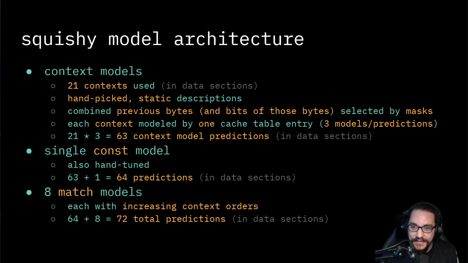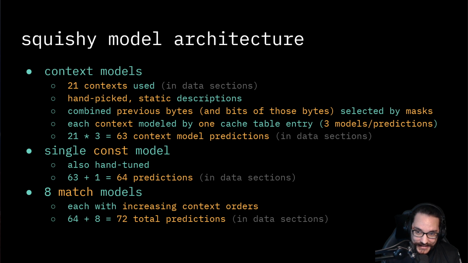And so each context is modeled by one cache table entry. So there's, again, 3 models and predictions per context. What we do is we take the history stuff and construct this hash, look up the cache table entry, and then run 3 models on it. So in total, with 21 contexts and 3 predictions per context, we end up with 63 context model predictions, again in the data sections, because we do some more fancy stuff in the code sections.